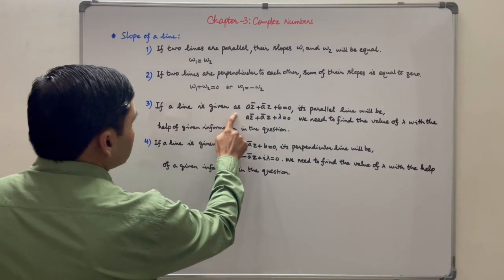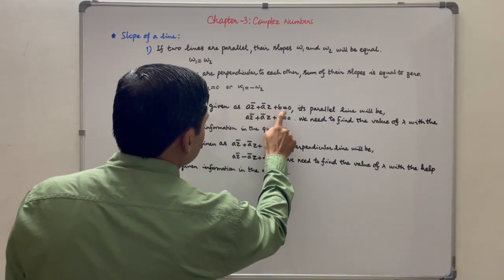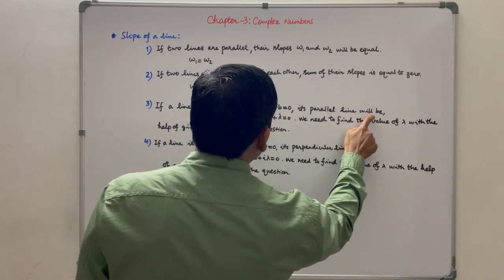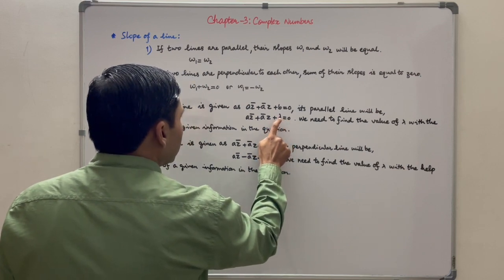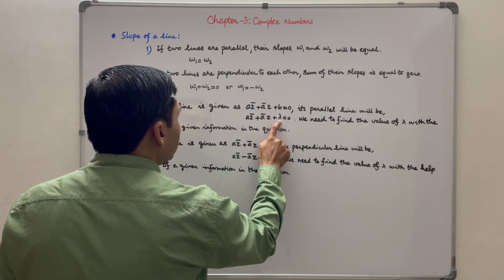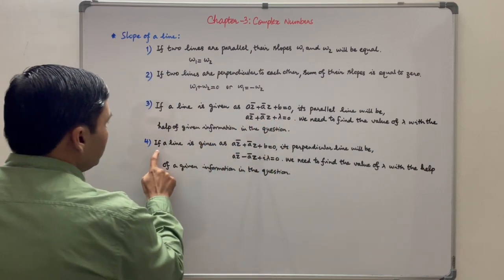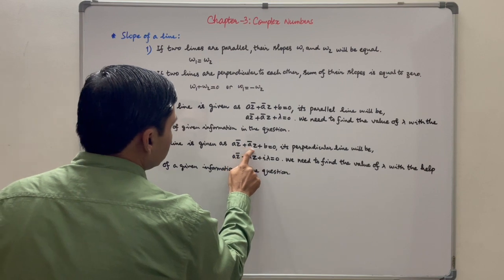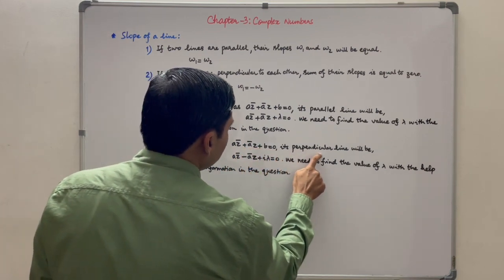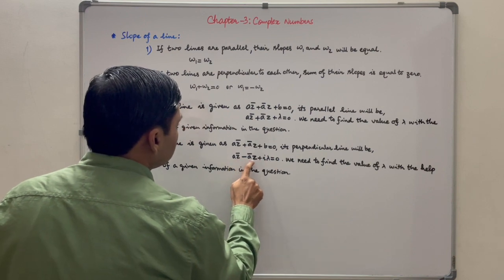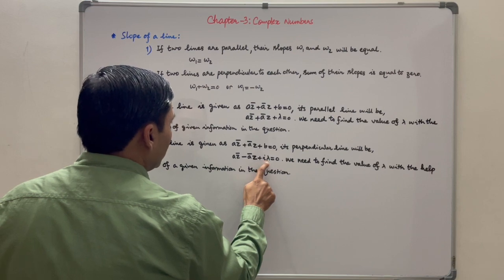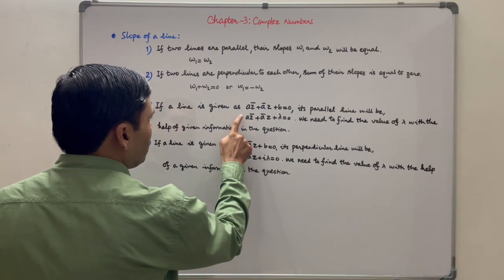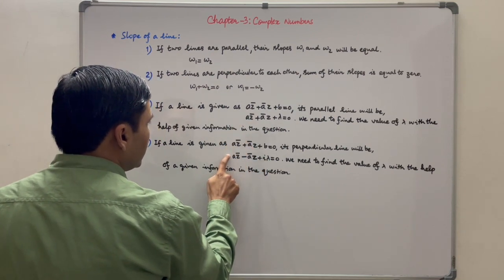If a line is given as az bar plus a bar z plus b is equal to 0, its parallel line will be az bar plus a bar z plus lambda is equal to 0. We can calculate the value of lambda by the information given in the question. If a line is given as az bar plus a bar z plus b is equal to 0, its perpendicular line will be az bar minus a bar z plus i lambda is equal to 0. We can calculate the value of lambda by the information given in the question. Just take a note how the equation of parallel line and perpendicular line is written.